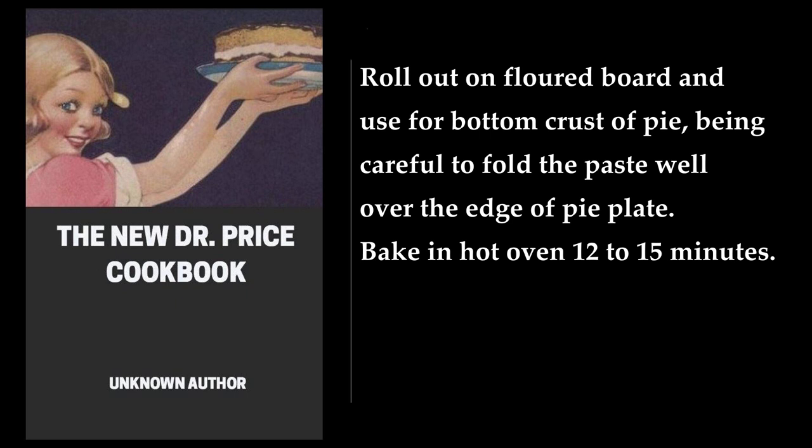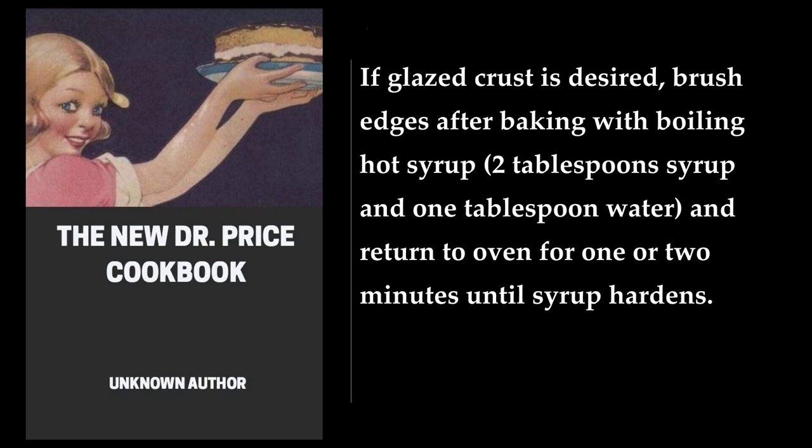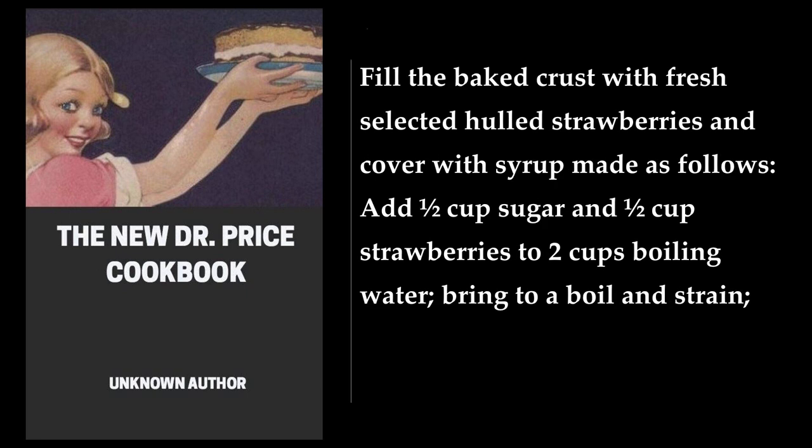Bake in hot oven 12 to 15 minutes. If glazed crust is desired, brush edges after baking with boiling hot syrup, 2 tablespoons syrup and 1 tablespoon water, and return to oven for 1 or 2 minutes until syrup hardens. Fill the baked crust with fresh selected whole strawberries and cover with syrup made as follows.